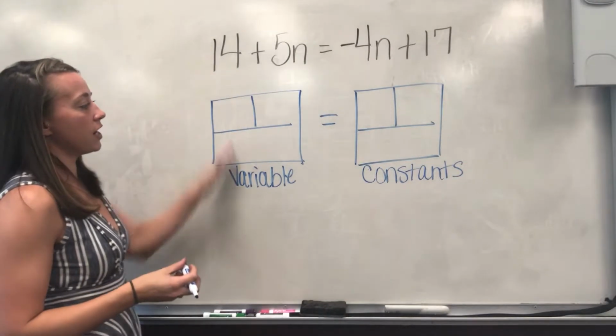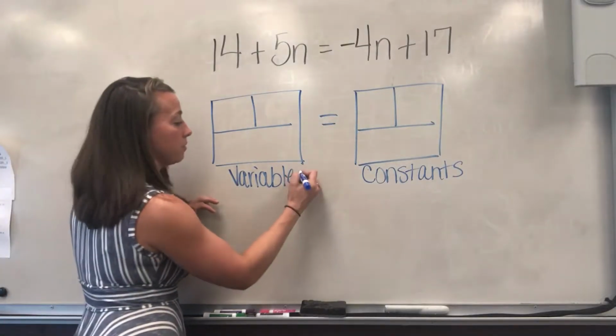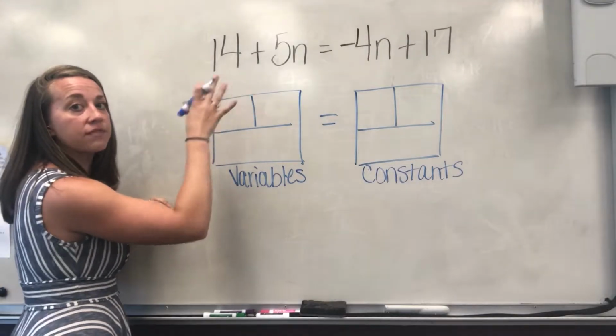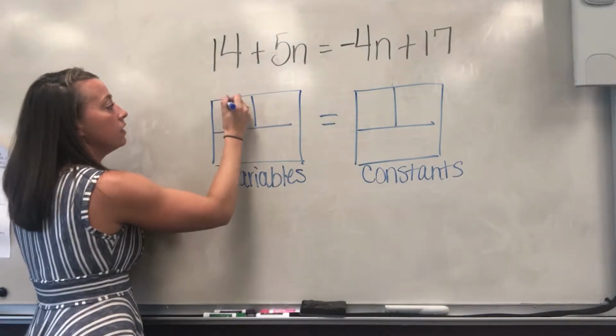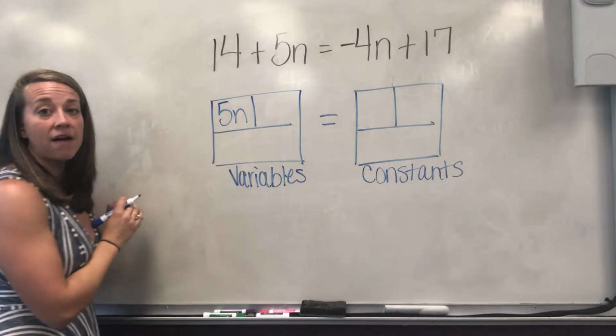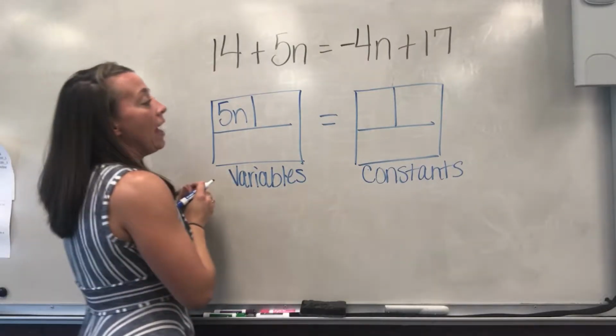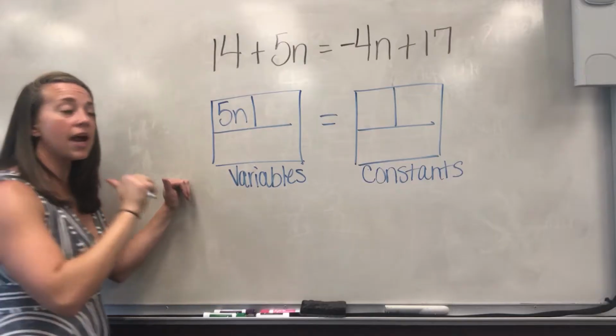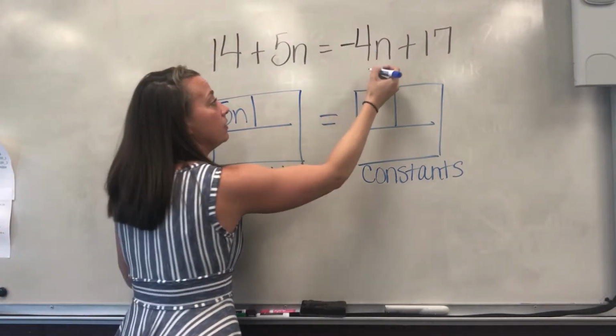So we're going to look over here on the left side, and since these are my variables, I'm going to say, do I have any variables over here already on the left? And I do. I have a 5n. So we're going to put 5n in the first box. And then I'm going to say, do I have any variables on the right that need to come over? And I do. I have negative 4n.